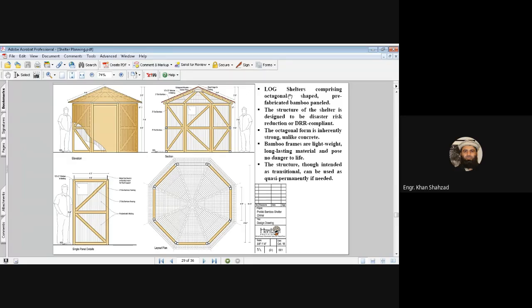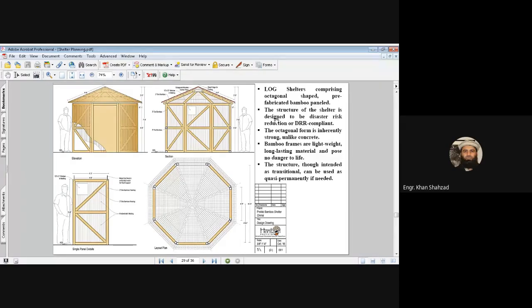So log shelters comprising an octagonal shape. You can see it will have an octagon: 1, 2, 3, 4, 5, 6, 7, 8. Prefabricated. Chopal, yeah, exactly.